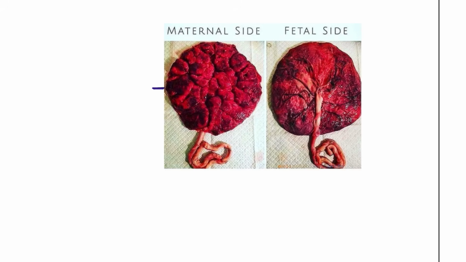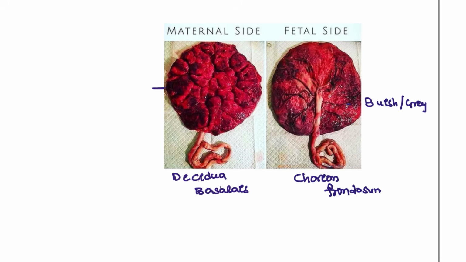So this is the maternal side. The maternal side is known as the decidua side. The name of it is decidua basalis. And this is the fetal side. There is a covering and it is going to look like a bluish gray color, and this is known as the chorion frondosum. These are the vessels covered by Wharton jelly.